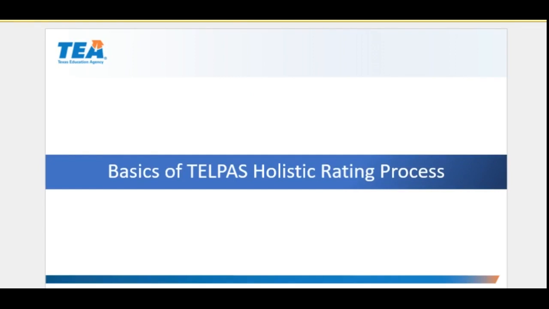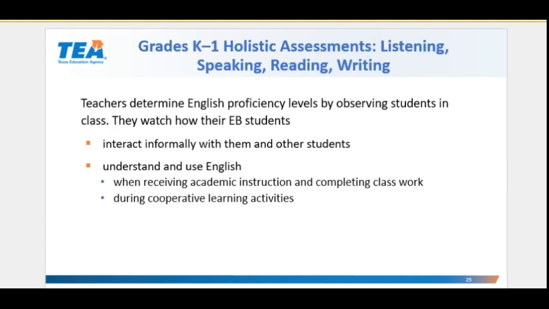Basics of TELPAS holistic rating process. Grades K through 1 holistic assessments, listening, speaking, reading, and writing. Teachers determine English proficiency levels by observing students in class. They watch how their EB students interact informally with them and other students, understand and use English when receiving academic instruction and completing classwork, and during cooperative learning activities. The formative assessment process works the same way during instruction throughout the school year.